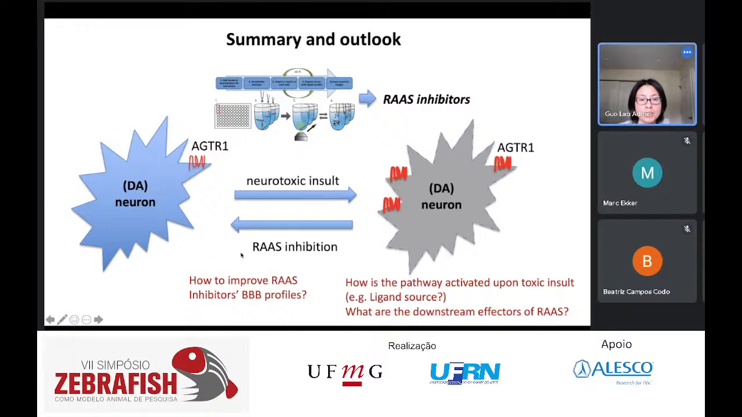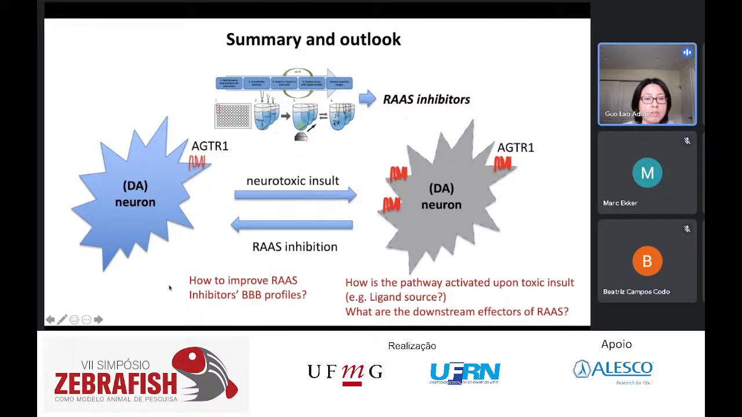So there are still several questions we're very interested in addressing. One is, how is the pathway activated upon toxic insult? How does the RAS pathway get activated? We don't quite understand how it works inside the brain. And what are the downstream effectors of RAS?